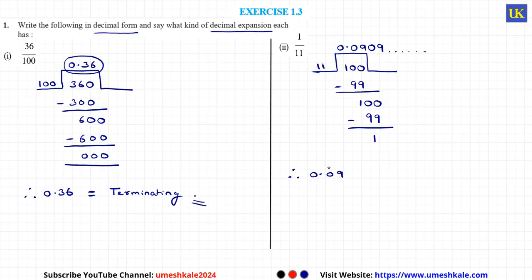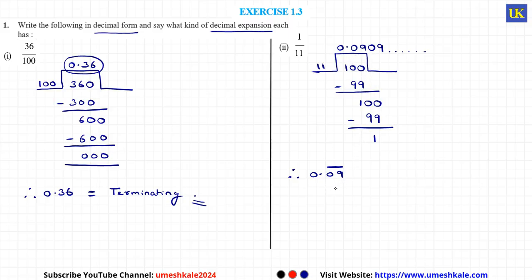So we write 0.09 with a bar like this. Or you can write 0.090909 and give a dot also like this. Like this also you can write. So if you write 0.0909 and dot dot dot, that is also okay. Or if you give a bar on the group of numbers which are repeating, it also means the same thing, that this group of numbers is repeating.